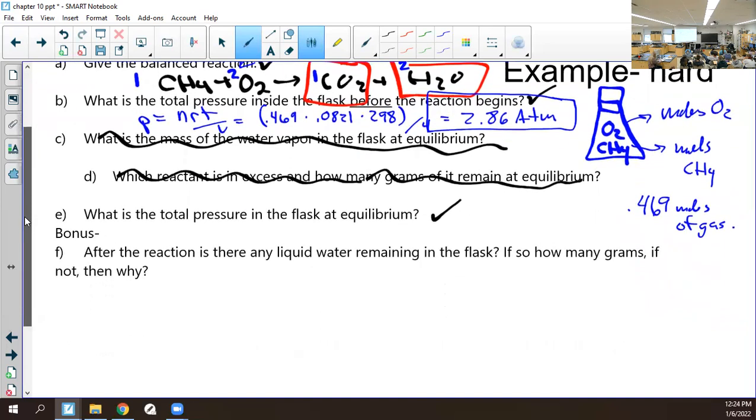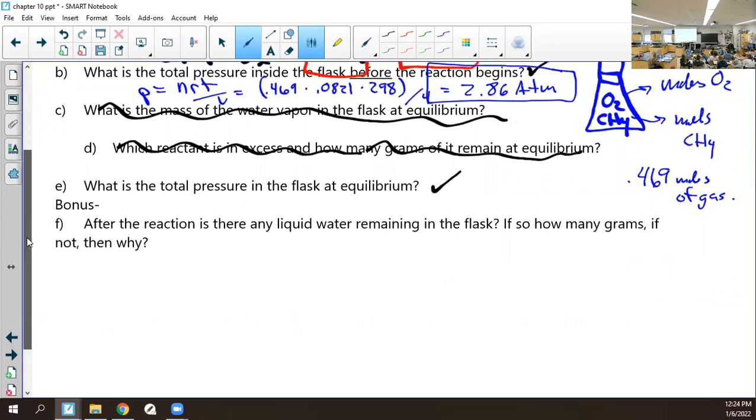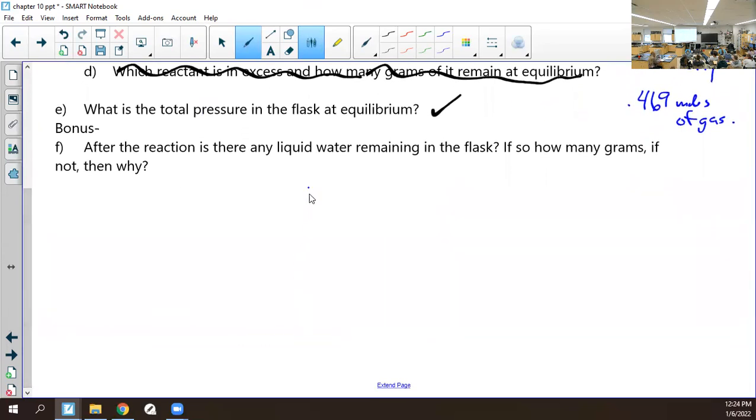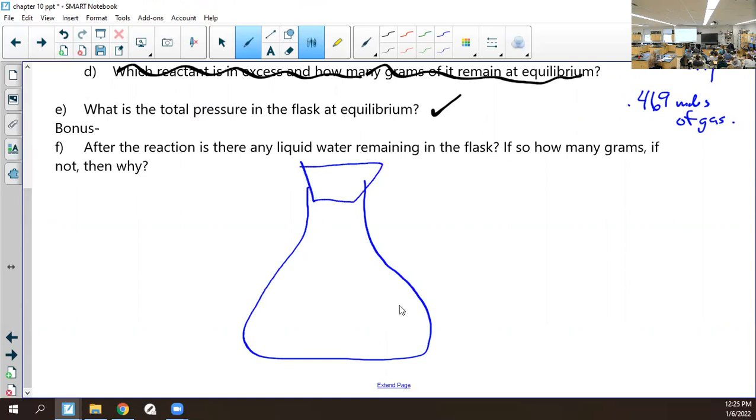So in my flask at the end, I'll have to draw it bigger here. I don't think I've ever drawn a symmetrical flask. It's kind of like trying to draw a star. The flask at the end, we know it has water in it. We know it has carbon dioxide in it, and there's one other gas still left in it, and it is the excess methane, which is CH4.